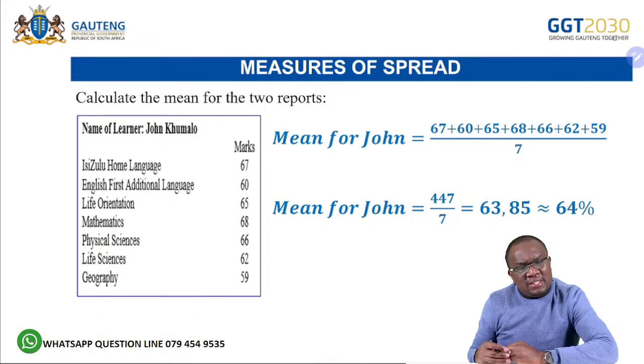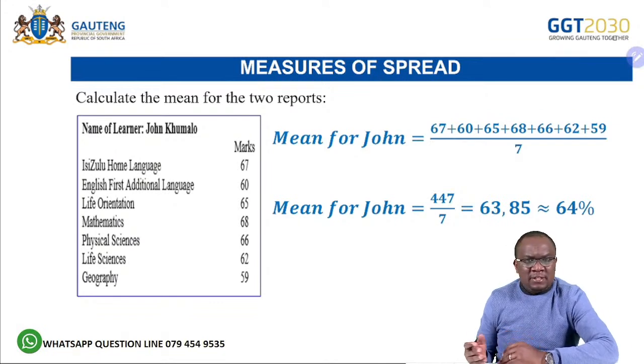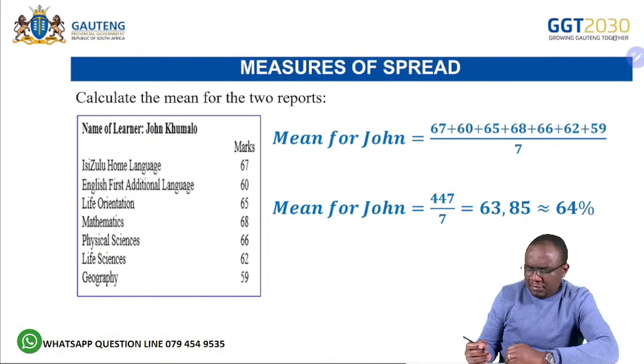According to the measures of central tendency, their performance is the same, isn't it? Because the average is 64% for both. If they are supposed to get a prize for this mark, both of them will get it because they got the same average, isn't it? Okay, right, now let's go to the median.